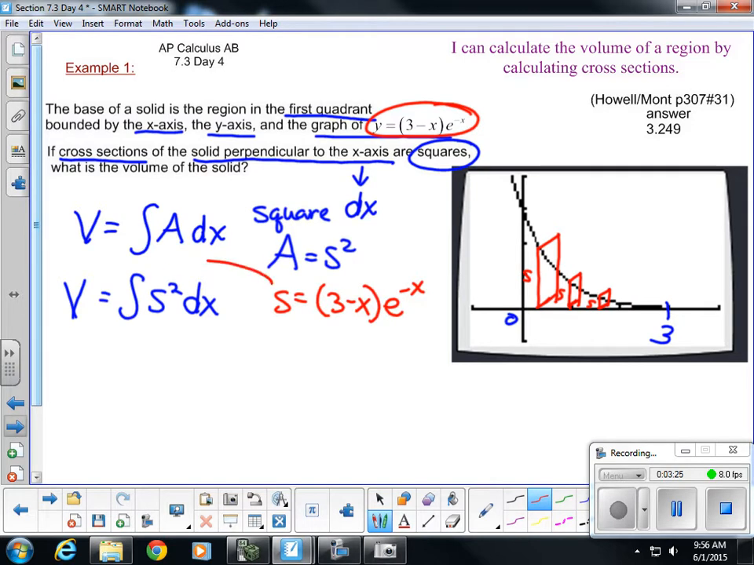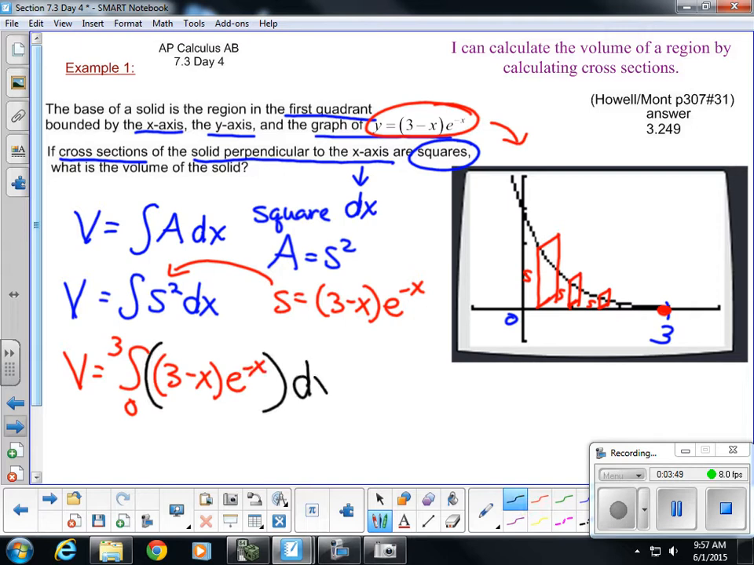So what we're going to do is take that value for S, plug it into our volume equation. And again, we're going from 0 to 3 because the x-intercept of this curve is at x equals 3. So we're going from 0 to 3 of (3 minus x, e to the negative x) squared dx. And we could put that into our calculator, and we should get this answer up here, 3.249.